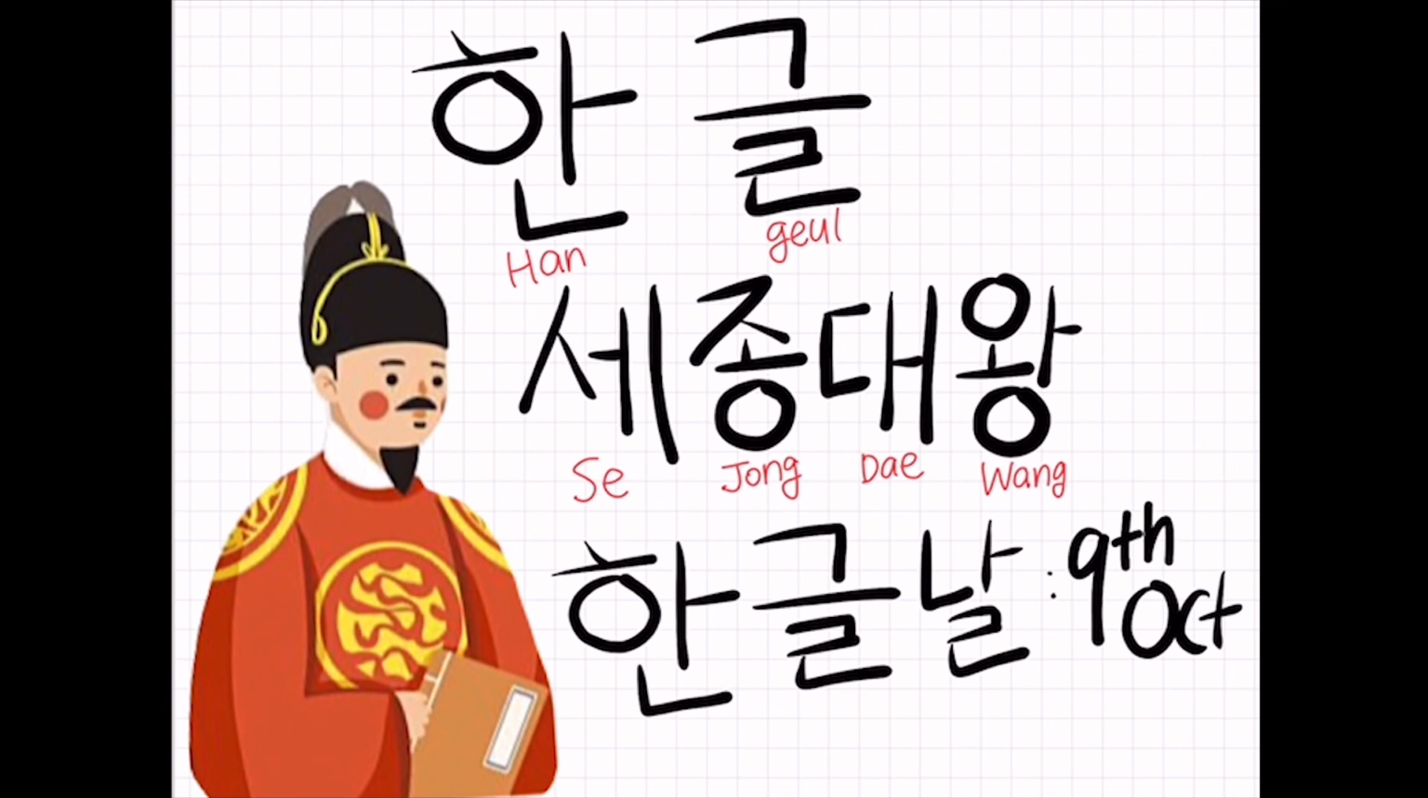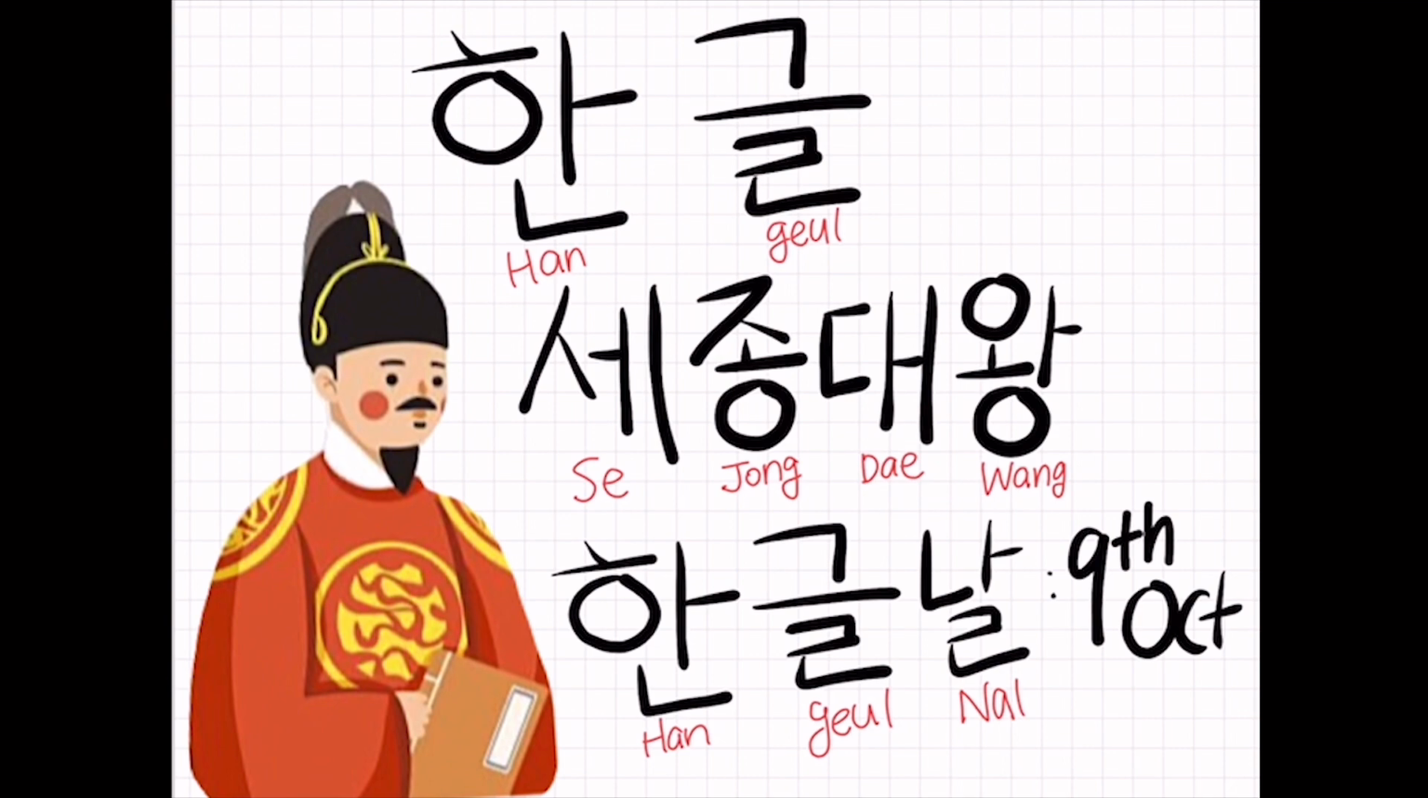Next, last word. Now, I'm sure it's easy because we learned it, right? Han, geul. 한글 날. 날 means a day. So it means Korean alphabet day, right? The day when we celebrate the great King Sejong's invention of the Hangul itself. So it's a very special day.